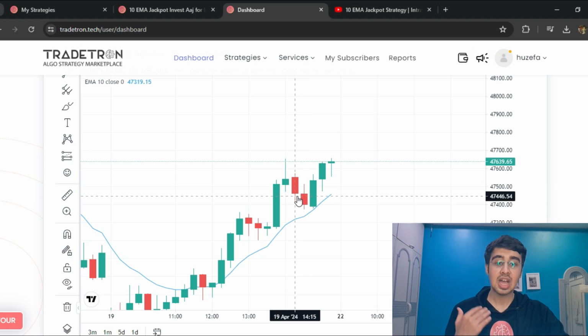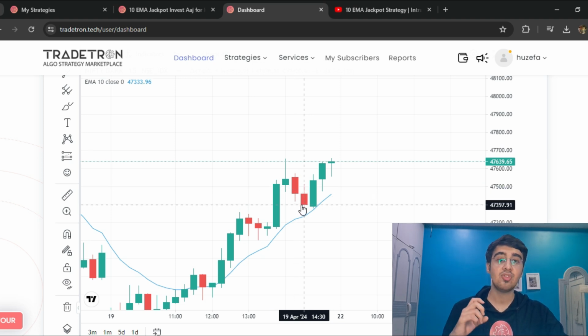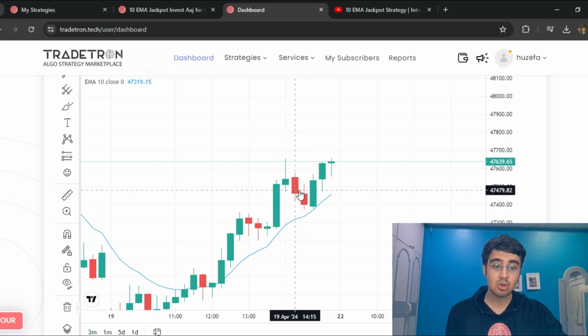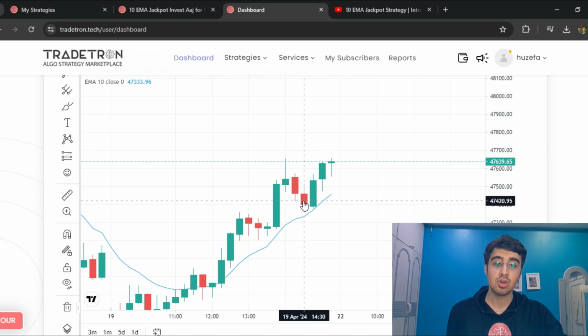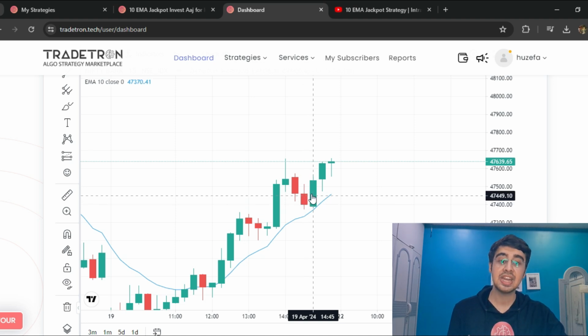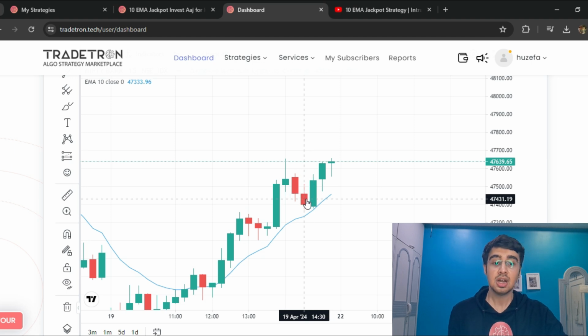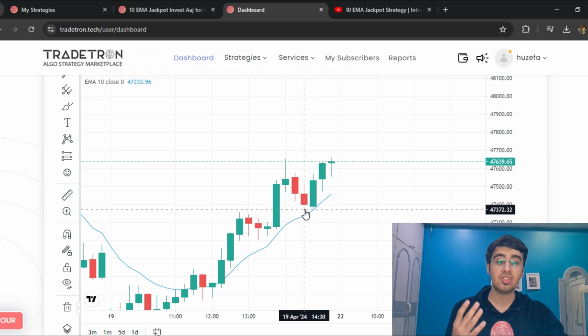Now our logic out here is basically to find a red candle. So if we come out here, this is the red candle that we have found. Now what we need to see is that the high of the red candle is basically being breached, and that red candle has to be above the 10 EMA line.